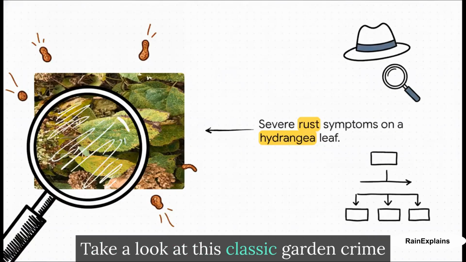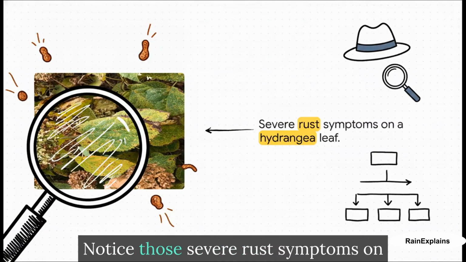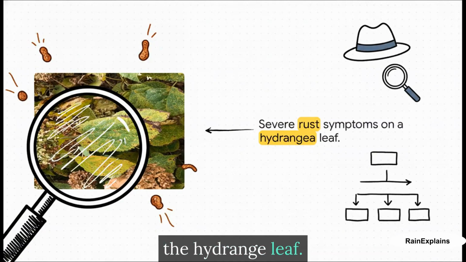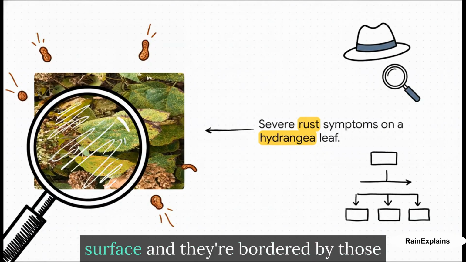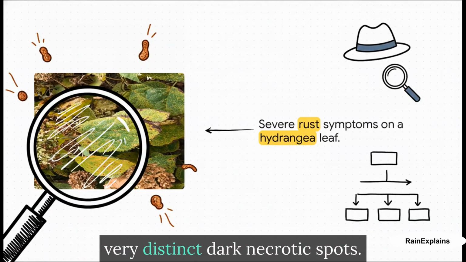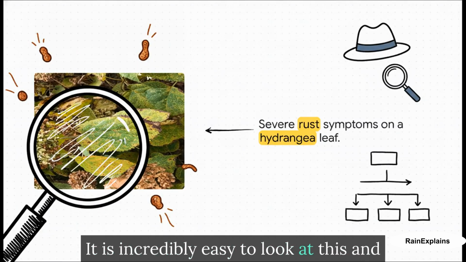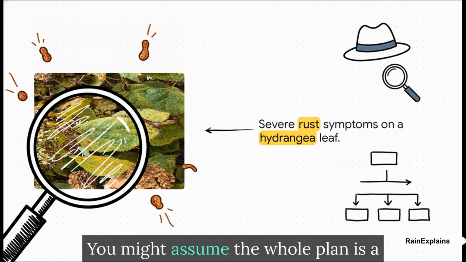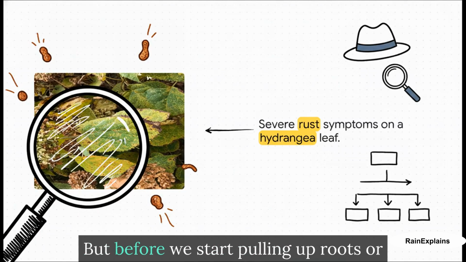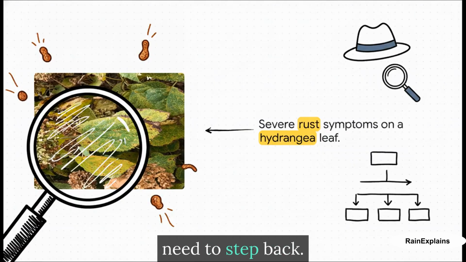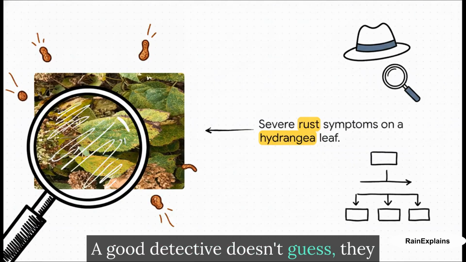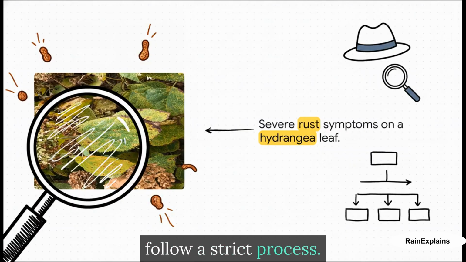Take a look at this classic garden crime scene. Notice those severe rust symptoms on the hydrangea leaf. You can see those chlorotic, yellowing patches spreading right across the surface, and they're bordered by those very distinct, dark, necrotic spots. It is incredibly easy to look at this and just panic, right? You might assume the whole plant is a lost cause. But before we start pulling up roots or tossing out our favorite shrubs, we really need to step back. A good detective doesn't guess, they follow a strict process.